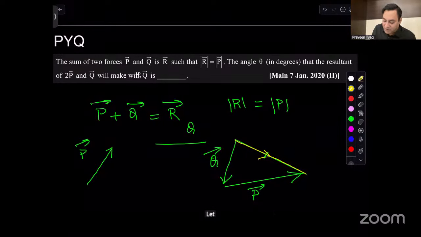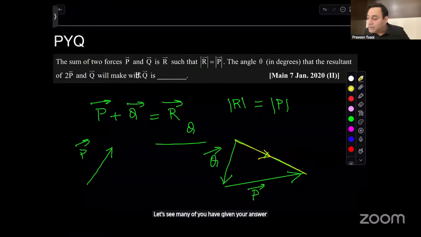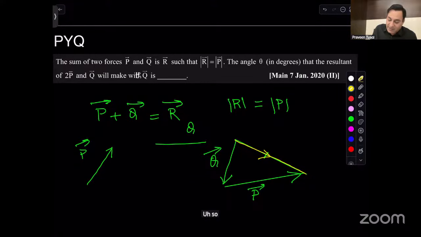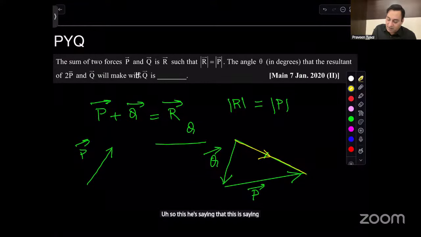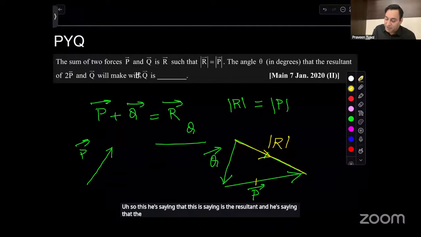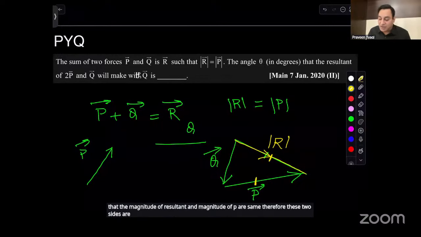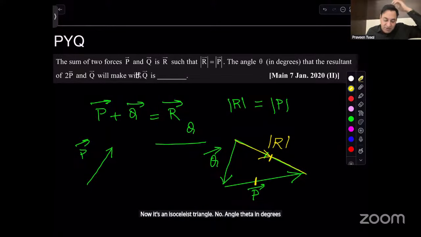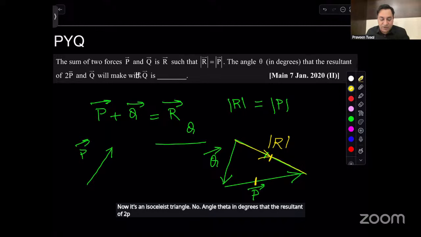Let's see. Many of you have given your answer. Now let's try to solve it. So he is saying that is the resultant, and he's saying that the magnitude of resultant and magnitude of P are same. Therefore, these two sides are same in this triangle. Now, it's an isosceles triangle. Now, angle theta in degrees that the resultant of 2P and Q will make with Q.